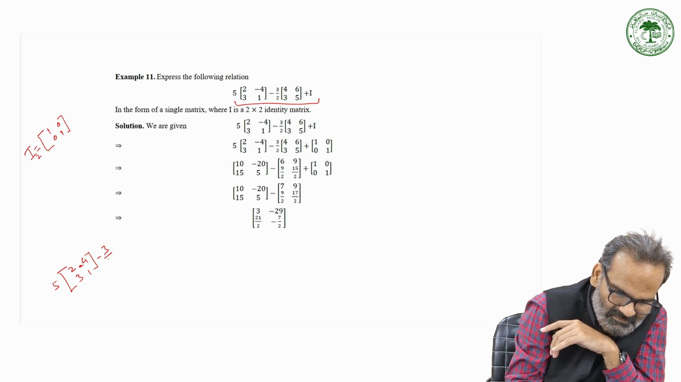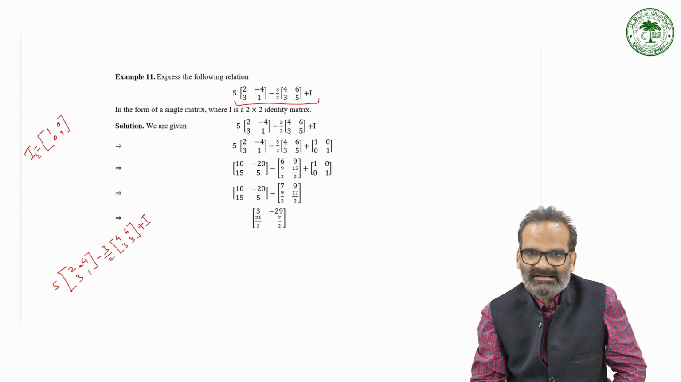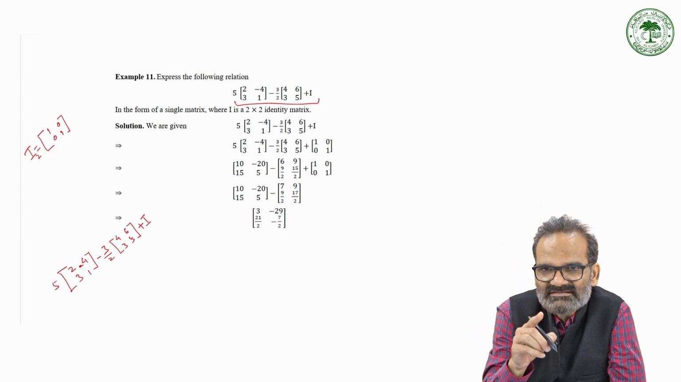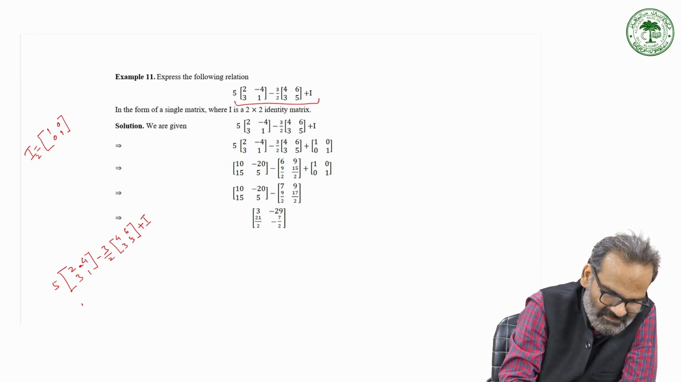This is minus 4, 3 by 2, 4, 3, 6, 5 plus I, right? First, transfer this equation into a complete matrix equation. Complete matrix equation means put the value of I here first in the equation. So what will you get?